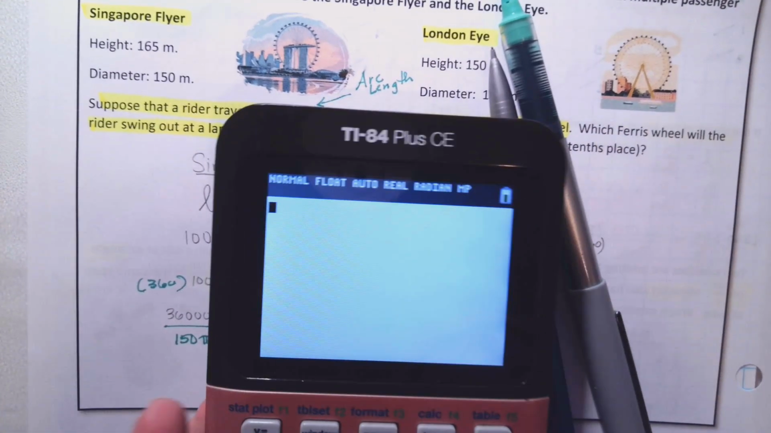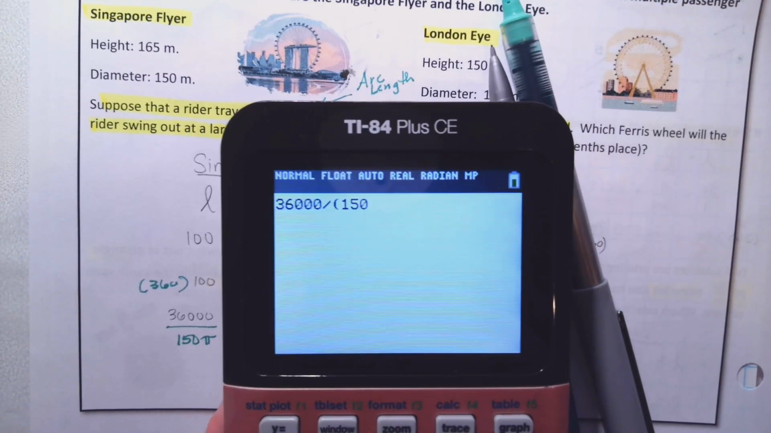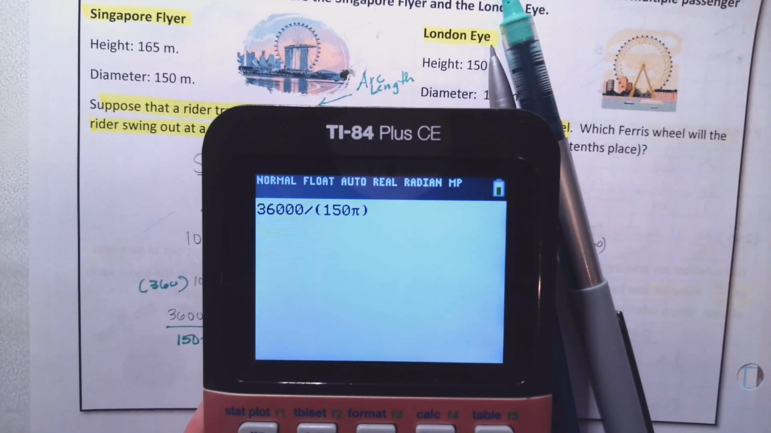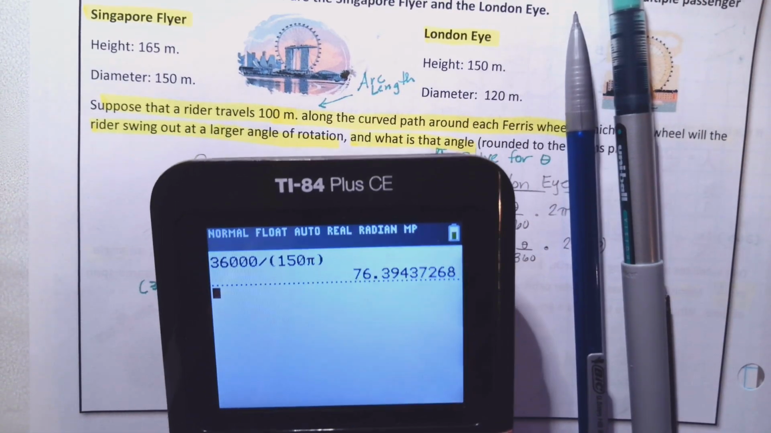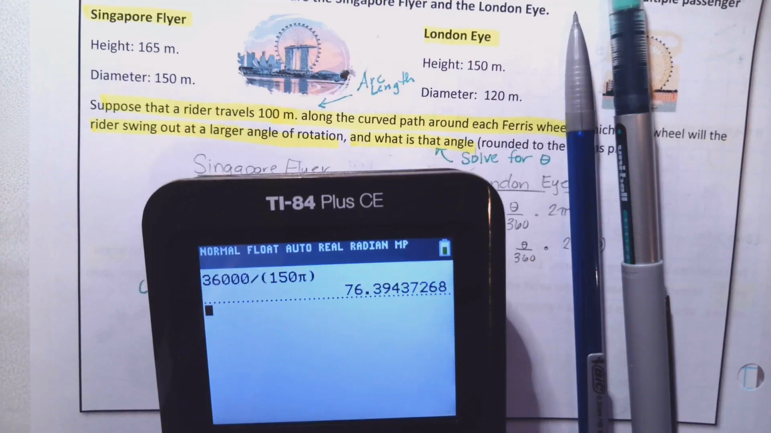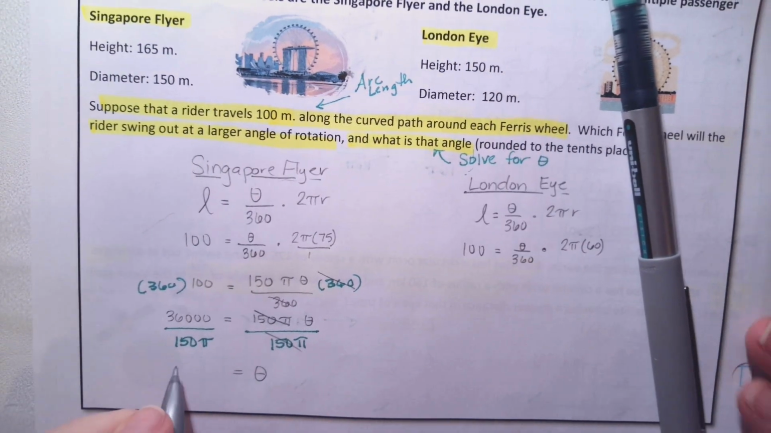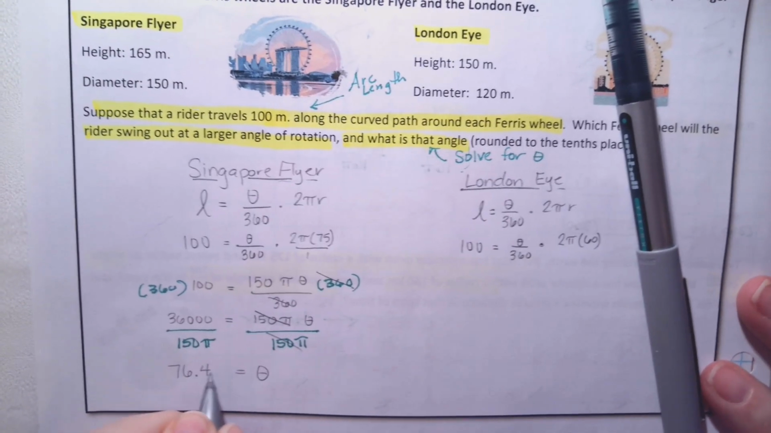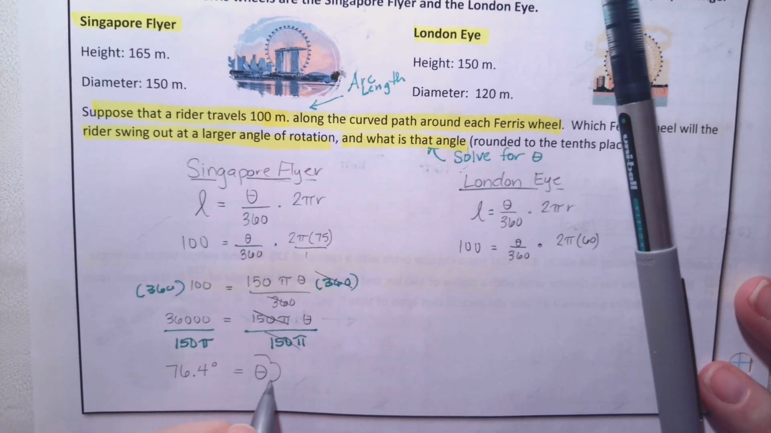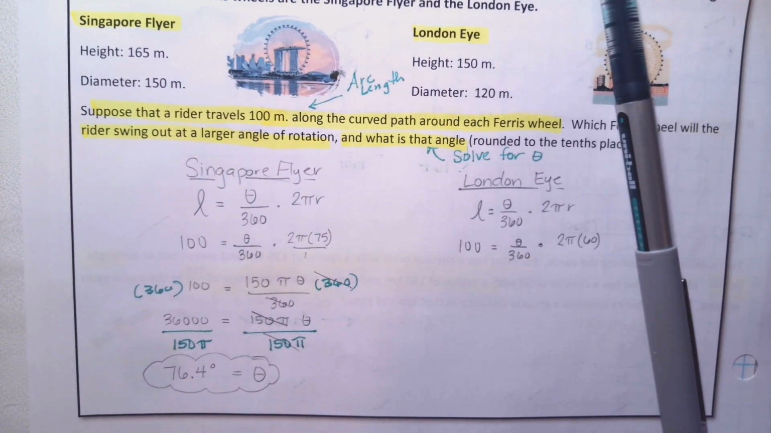36,000 divided by 150 pi, and they did say to round your answer to the tenths place, so on this one it would be 76.4 to the tenths place. Sorry about my computer falling asleep. 76.4 degrees for that central angle that this one rotates out.